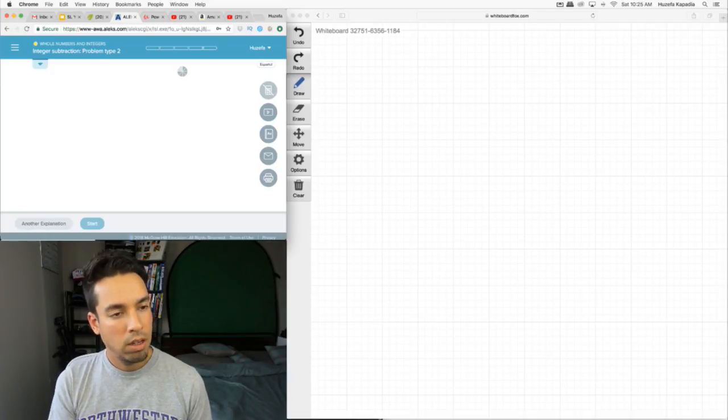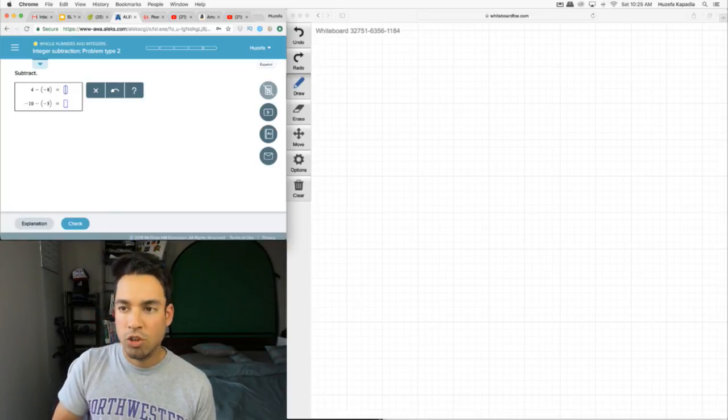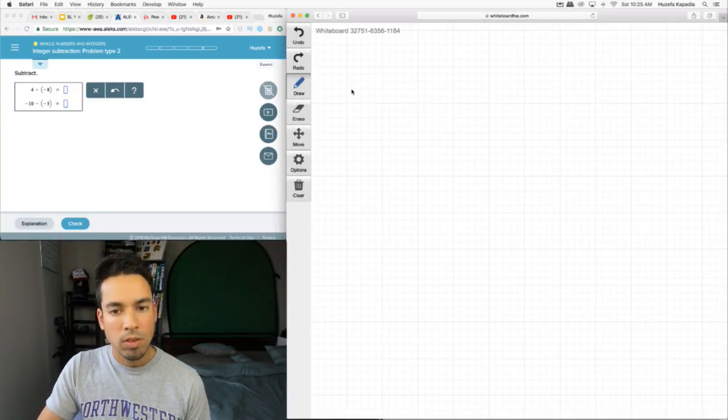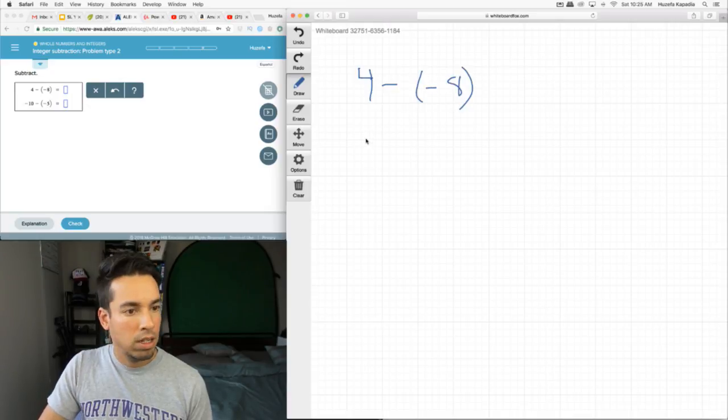Here we go. Whole numbers and integer subtraction, problem type 2. So we got 4 minus negative 8. And here we got negative 10 minus negative 5.